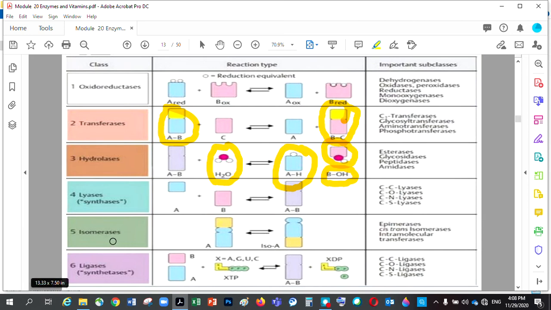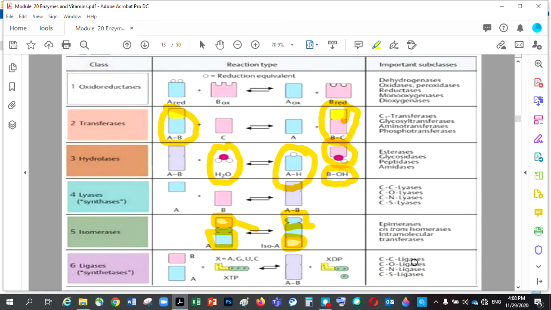Isomerases, making isomers, and you can see this is just changing this one at the top, now at the bottom, and this one at the bottom becomes at the top. So isomerases, making what? Isomers. And then the last one is ligases.